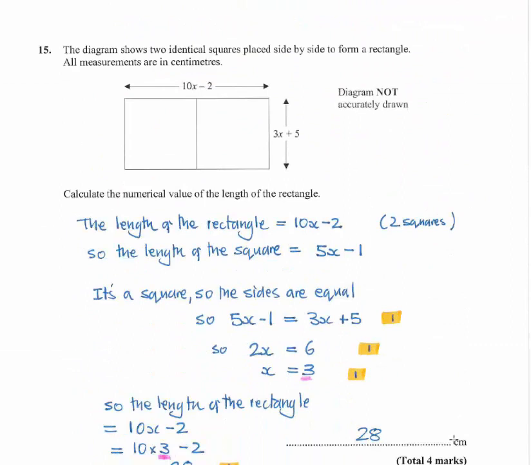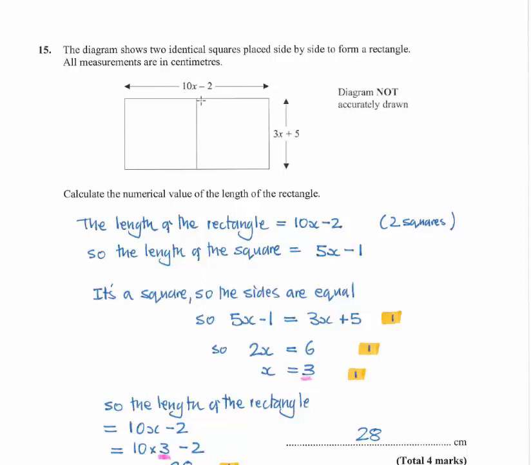Question 15. The diagram shows 2 identical squares placed side by side to form a rectangle. Calculate the numerical value of the length of the rectangle. Well, the length of the rectangle is 10x minus 2. And it's a square, so that side and that side must be the same. They're identical squares. So in that case, the length of the square is 5x minus 1.